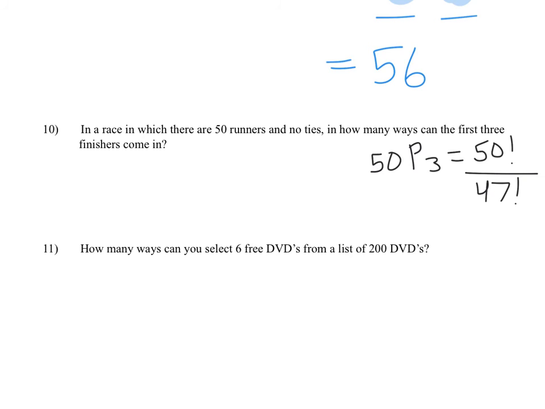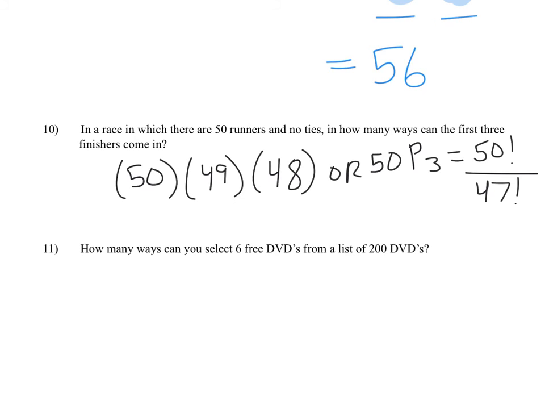The other way we can think about this is how many different people can finish first? Well, there would be 50 people in first. Once there's a first place finisher, there's 49 remaining runners that could finish second and 48 that could finish in third. So either way, we could say it's 50 times 49 times 48, or using our permutations formula, 50 factorial divided by 47 factorial. I think that will be a total of 117,600.